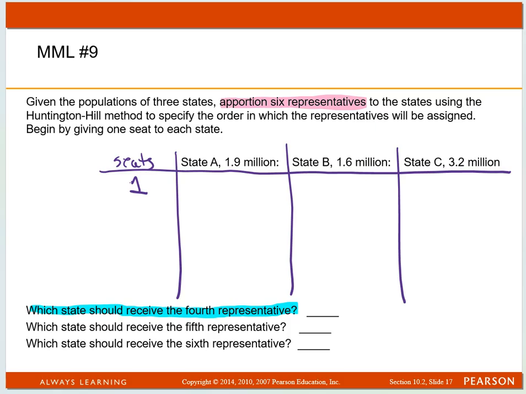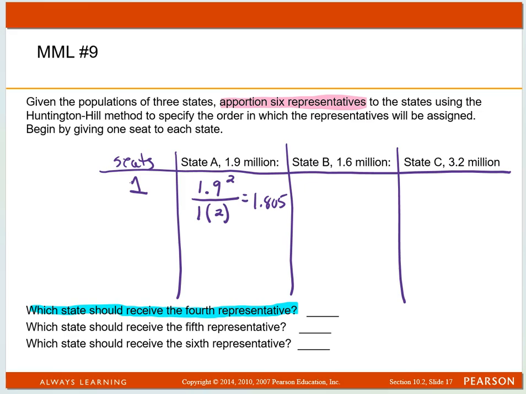So the Huntington Hill number for state A, in my calculator, I'm going to take 1.9 and square it and divide that by the 1 seat they already have times 1 plus 1 is 2. And you just need to take it out a few spaces so you can compare the numbers really well. And this one I got 1.805. I think that was exact because they didn't round. They didn't tell me to round, and my other 2 numbers come out to 2 places.